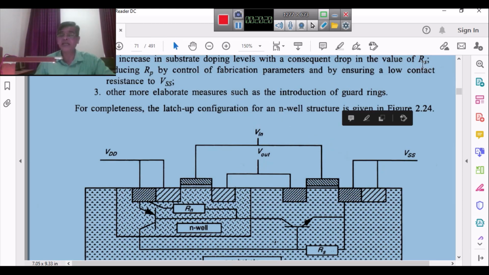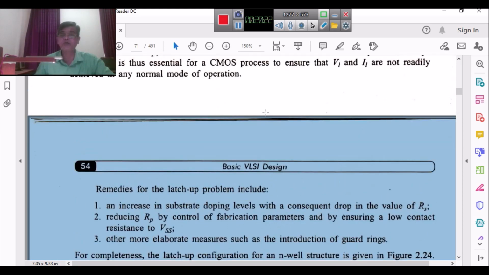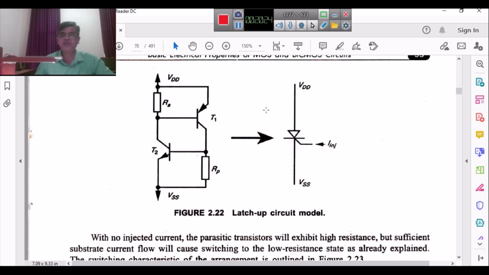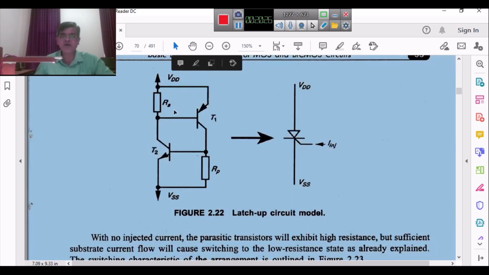But how will reduction in Rs and RP reduce the latchup? You can see here. If Rs or RP is reduced, what happens? Why is this T1 conducting? Because the current flows in Rs, so there is a voltage drop. But suppose Rs is less. When the glitch occurs, current flows, but only a very small current flows. And Rs is also less, which means the voltage drop is also less, so VB is also less.